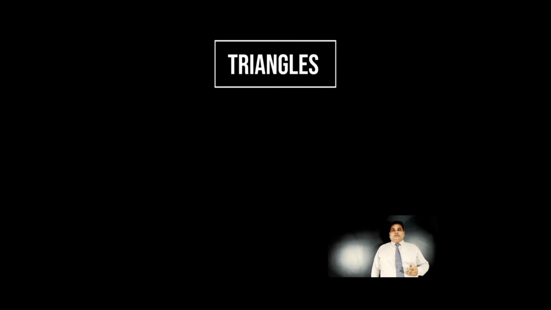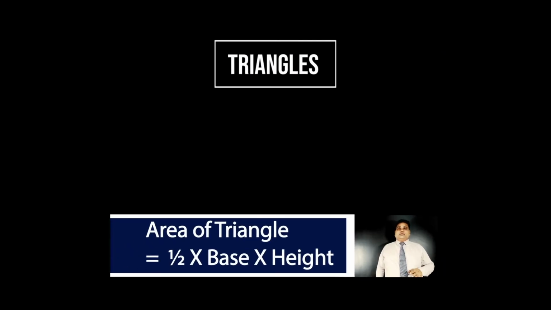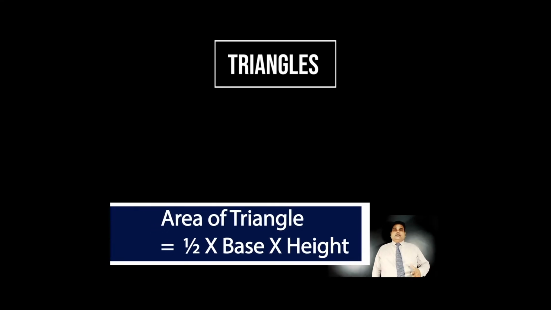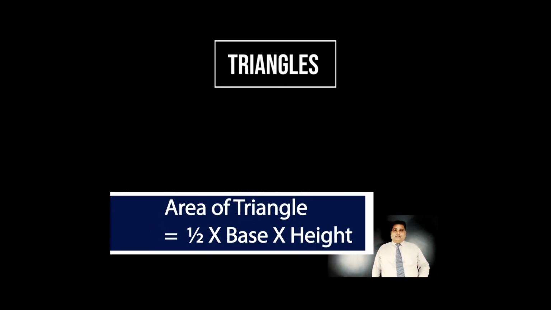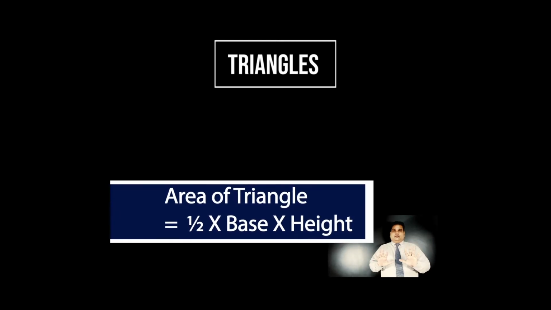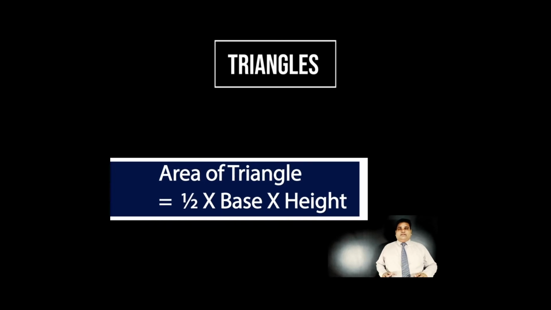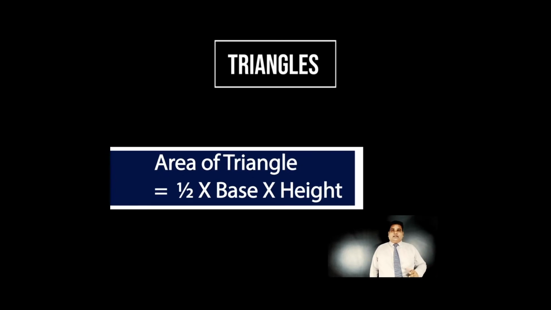Now let's come to concept number 21. Here we are starting the area of a triangle. There are various ways we can find the area of a triangle, but we need to see what the situations are and what data is given. One very common formula which I think everyone knows is that the area of a triangle is half into base into height. This formula is applicable to all triangles.